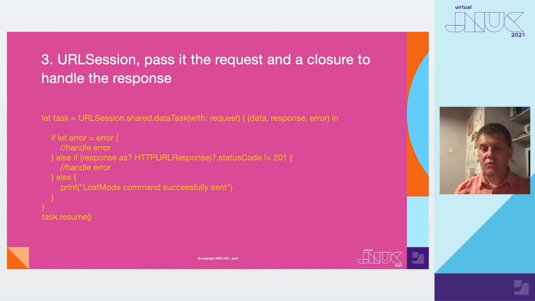So then we create our session as normal, we resume it to execute it. And again, there's no data coming back, but we can check for the error. And again, we're going to check for a 201 status code. So long as we get 201 back, we know as far as Jamf is concerned, it's gone through okay. Okay. So that's an example of something more complicated, a post.